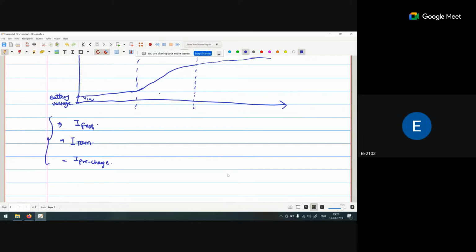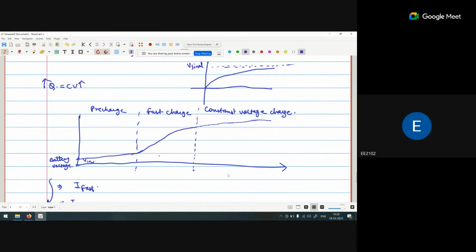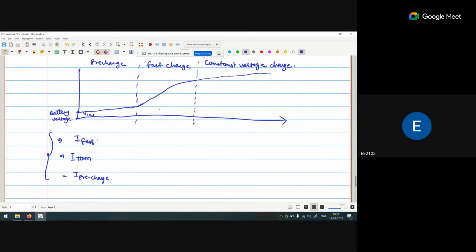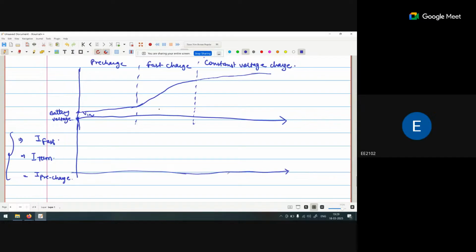Now, fast charging, I already told you, when we are going with the fast charging state, how much current will be provided. So, if I draw one more graph here with respect to the current. Yeah. So, this is the battery voltage when we are talking about the current graph, with respect to the time period.